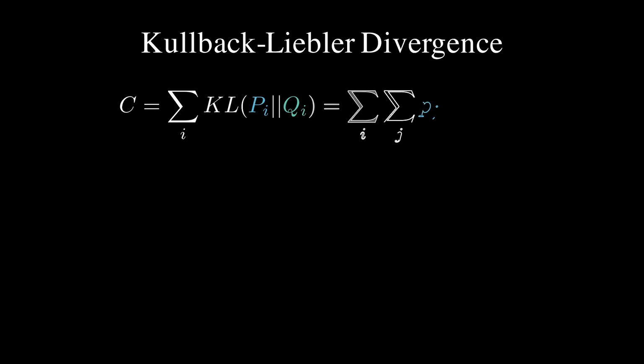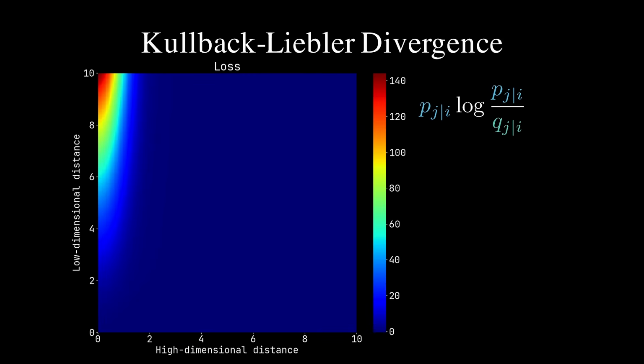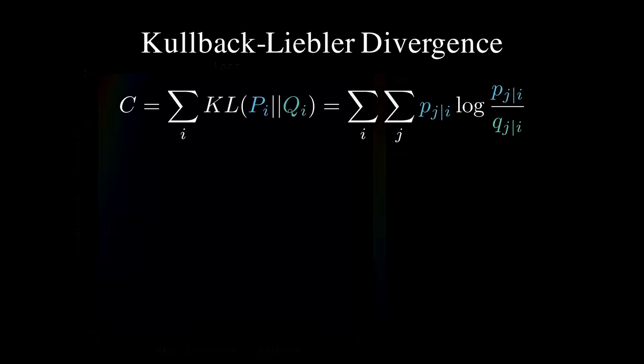Notice how this cost is designed. If two points are close together in high-dimensional space, but far apart in low-dimensional space, then p is high and q is low, and we get a high cost. But the opposite case, when p is low and q is high, we only get a small cost. This shows that tSNE focuses more on local structure and doesn't care about accurate global geometry.